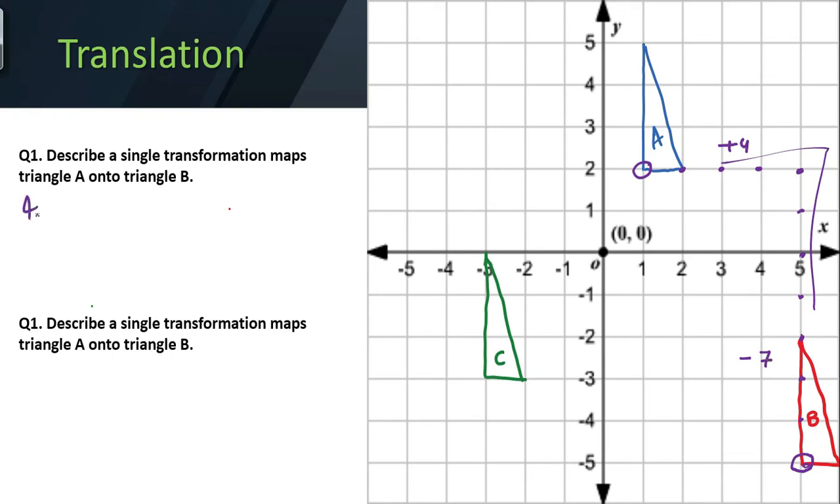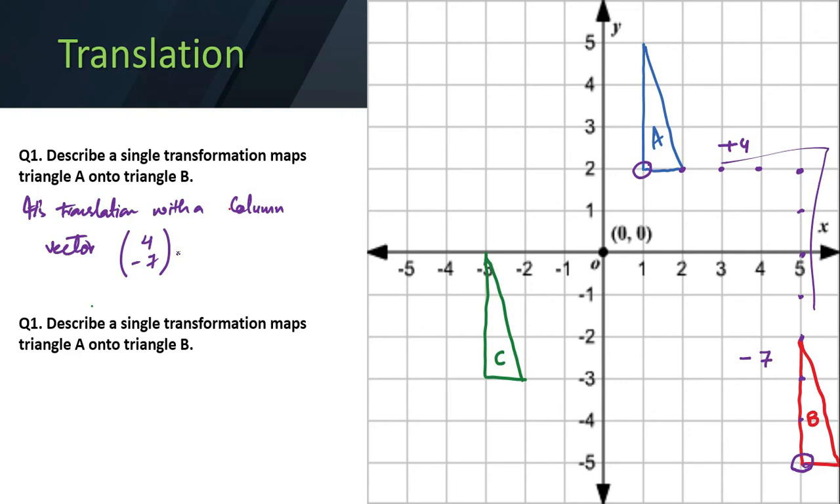How will we write the answer? We will write it is a translation with the column vector, or translation vector, 4 and negative 7. This is how you will write the answer. If you just write it is a translation, that is not a complete answer. If it is of 1 mark, the examiner will not give you the mark. If it is of 2 marks, the examiner will give you 1 mark because you have mentioned that it's a translation. But when you write the column vector also, then the examiner will give you full marks.